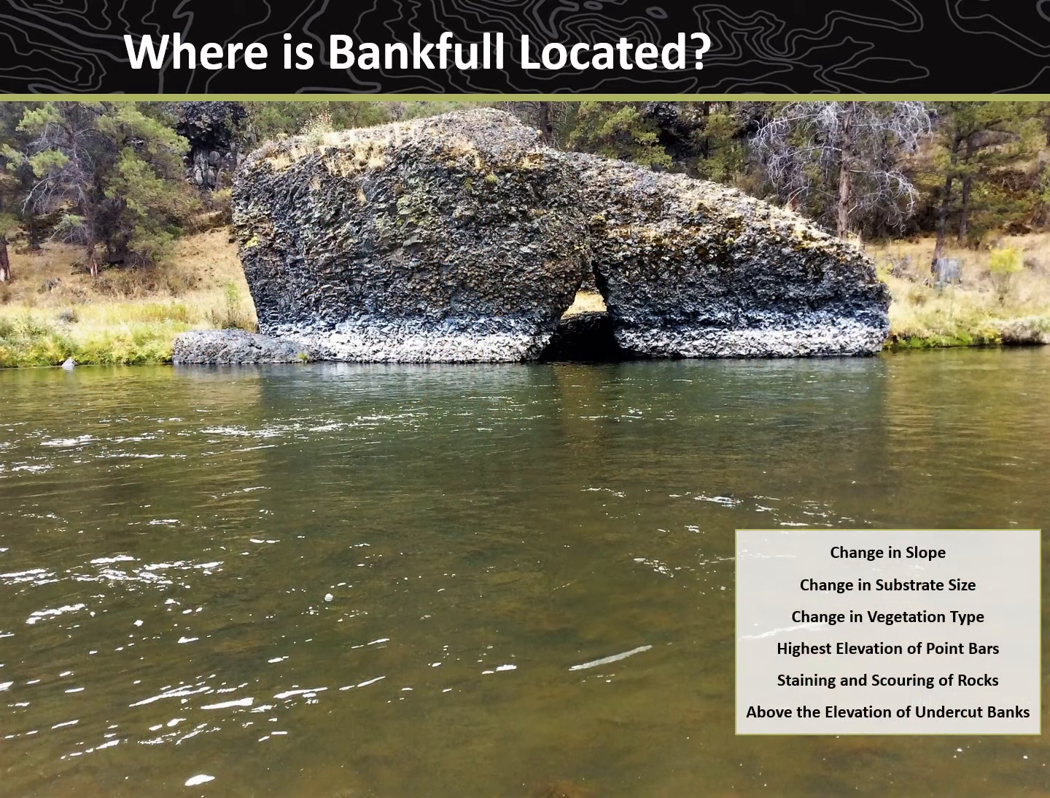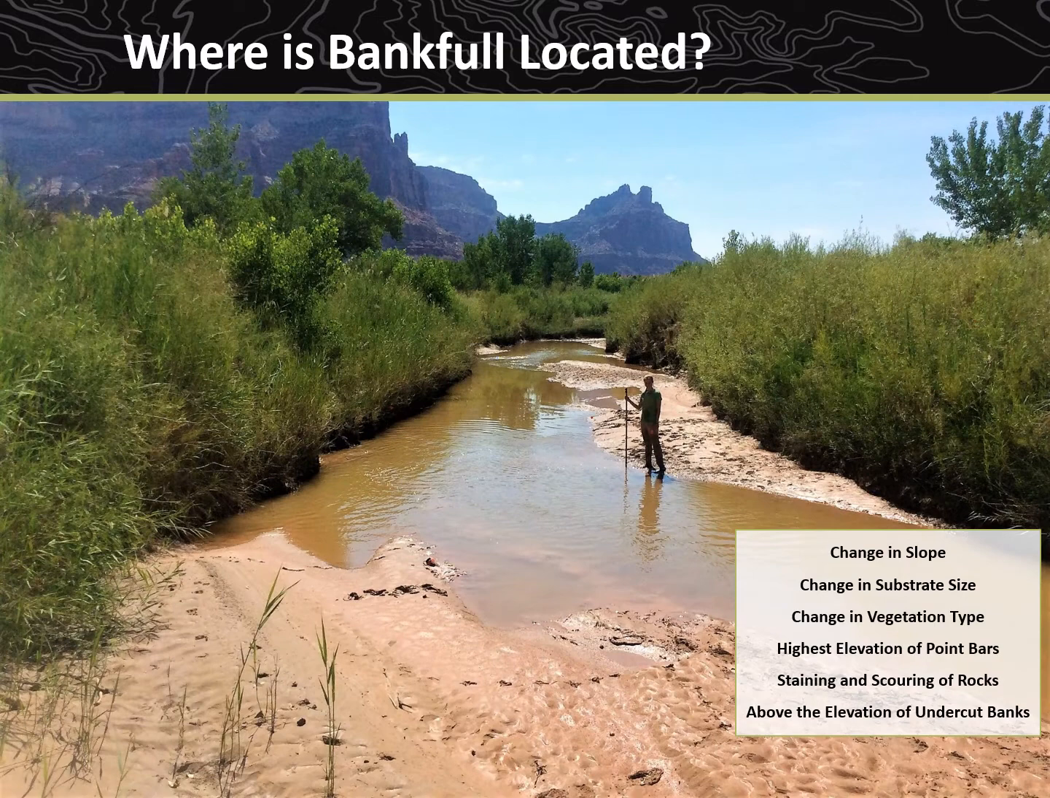How about on this stream? This is where bankfull is located. A change in slope, a change in vegetation type, and the staining of rocks can be used to identify it. How about on this stream? This is where bankfull is located. A change in vegetation type and the elevation of undercut banks can be used to identify it.